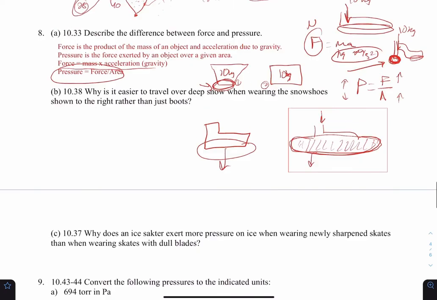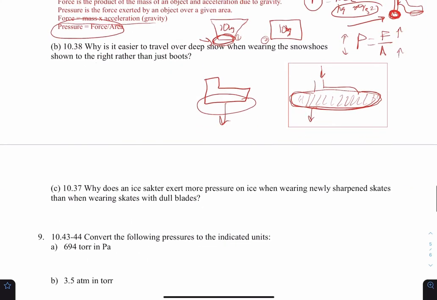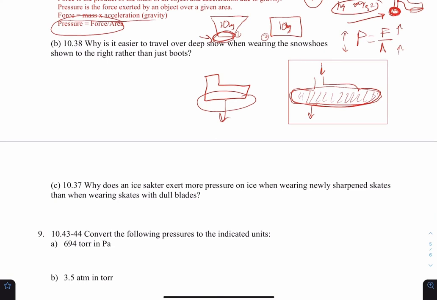Okay, so part C says, why does an ice skater exert more pressure on ice when wearing newly sharpened skates than wearing dull skates? If you can imagine, we're going to zoom in on a skate. It's not going to be a great depiction, but we've got something like this. If in situation 1 this is super sharp, and then in situation 2 it's kind of dull, and this is the bottom end here, obviously this area is a lot smaller, so the pressure is going to be a lot higher here than it will be in situation 2.